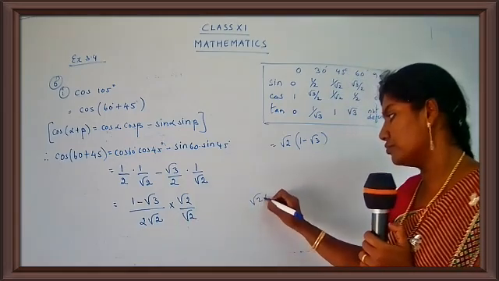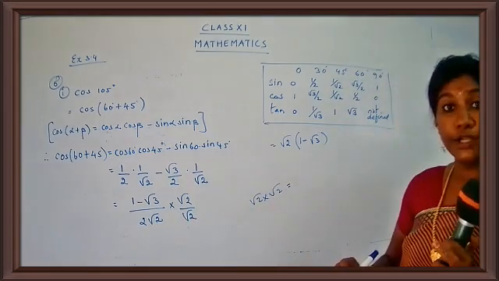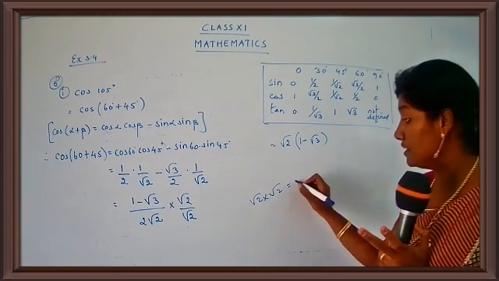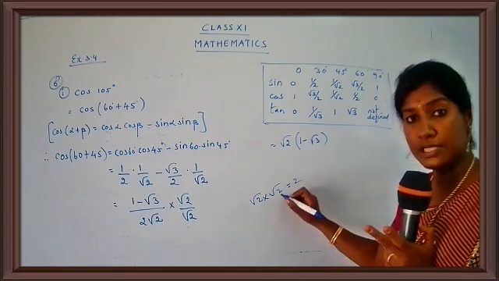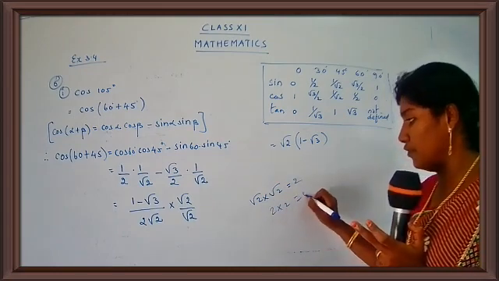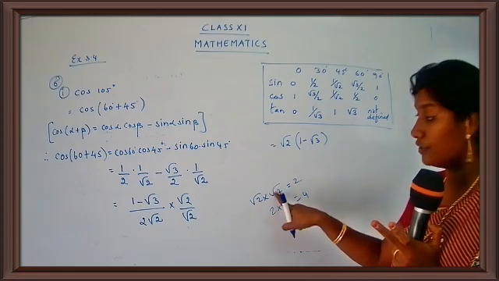What is root 2 into root 2? Root 2 into root 2 gives you 2. Do not get confused with this sum. Root 2 into root 2 is 2, and 2 into 2 is 4. There is a difference. Root 2 into root 2 gives you 2.